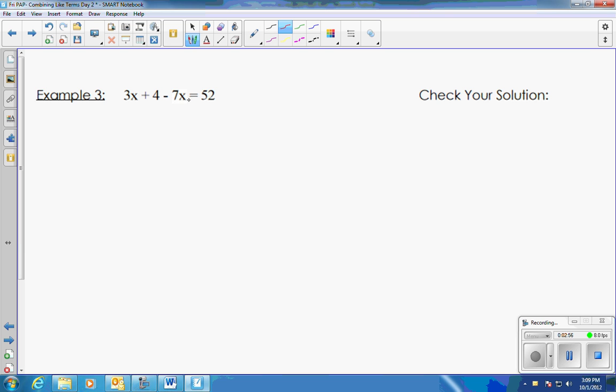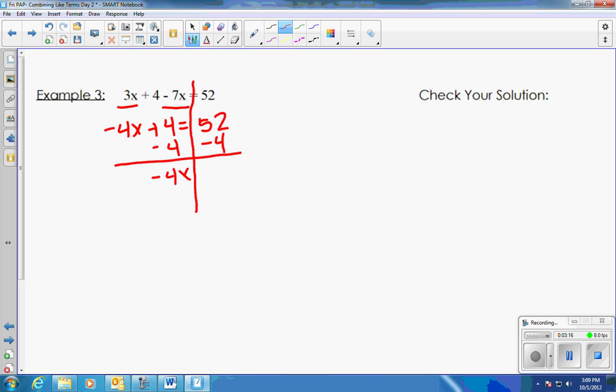So our next one is 3x, and remember this is a negative. Negative 7x, that gives me negative 4x. Plus 4 equals 52. Subtract my 4 from both sides. That gives me negative 4x equals 48. Divide by negative 4, and x equals negative 12.